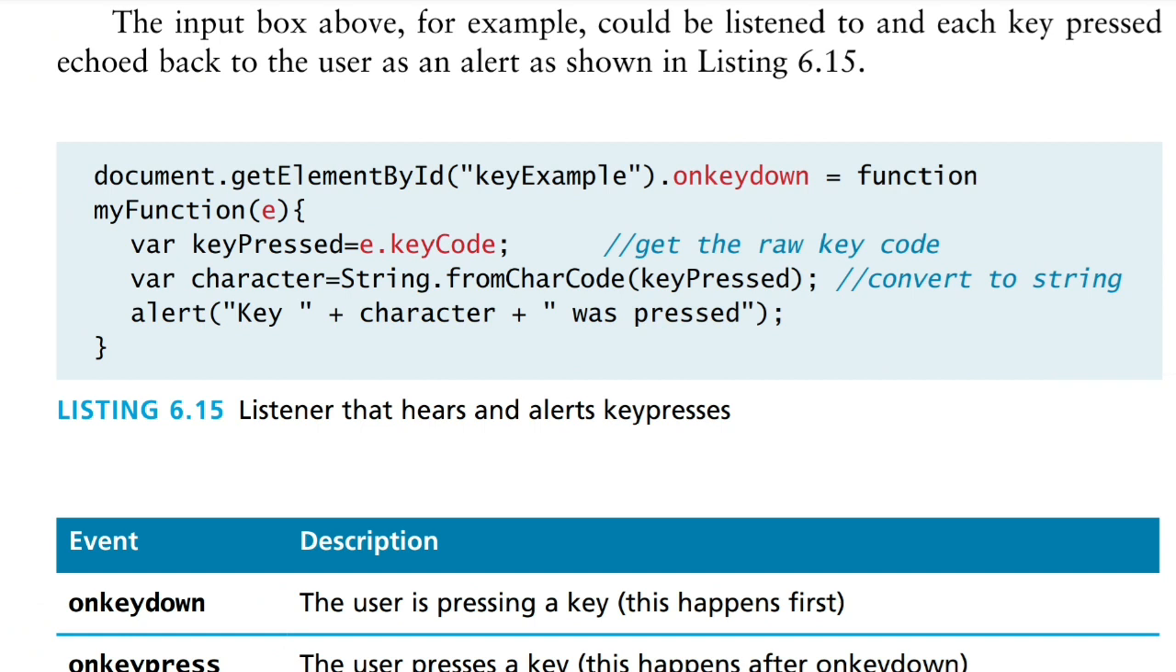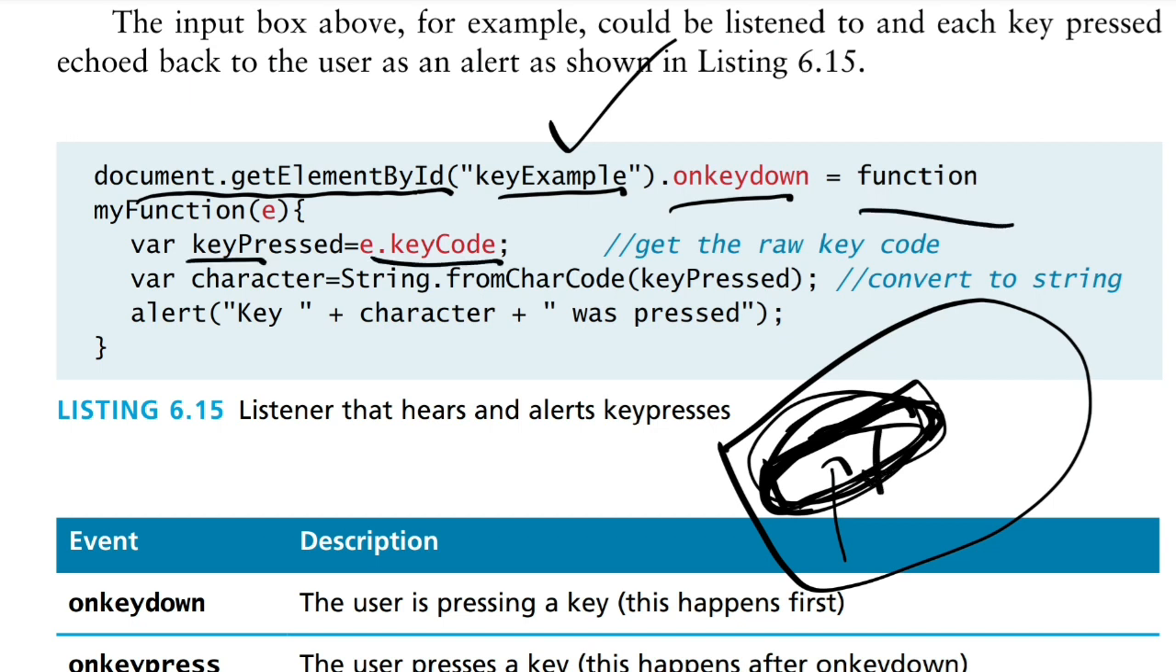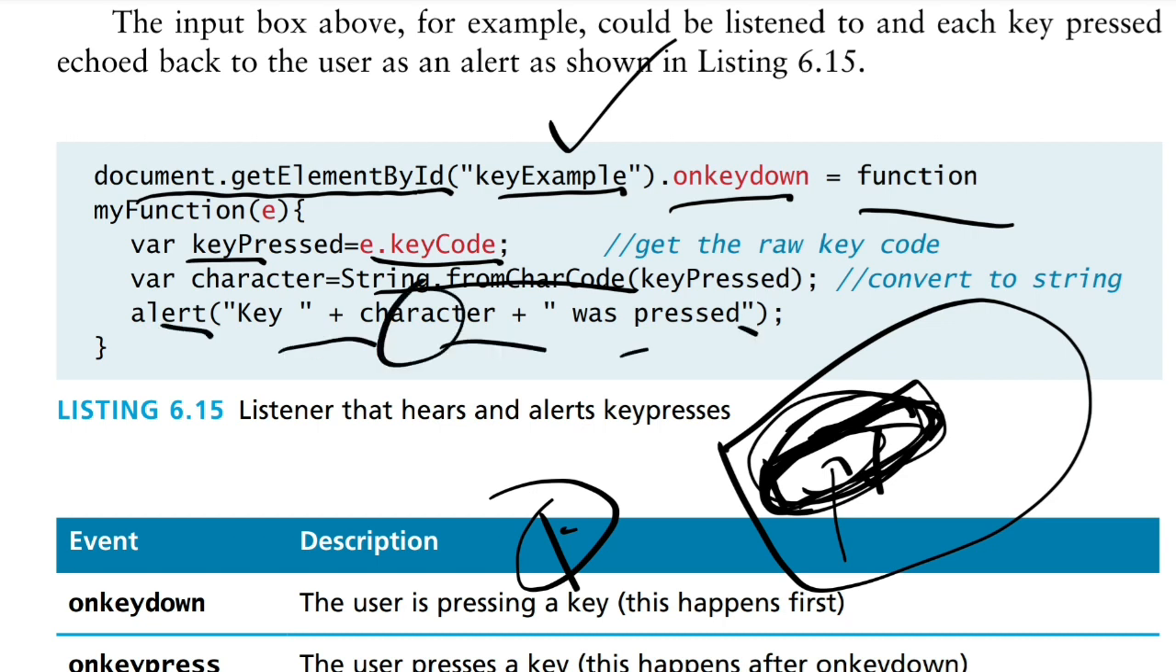For example, document.getElementById key example. There is an input field here, or some HTML field, and that field's id is key example. So I have taken the access for this one. And onkeydown, whenever I come to this place and press some key, at that time what should happen? keyPress is equal to e.keyCode. So the key code of whatever key I press on the keyboard will be extracted, and converted from char code to a string value. And alert key character was pressed means whatever character it was is converted from char code to string, and that value will be displayed in the alert message.